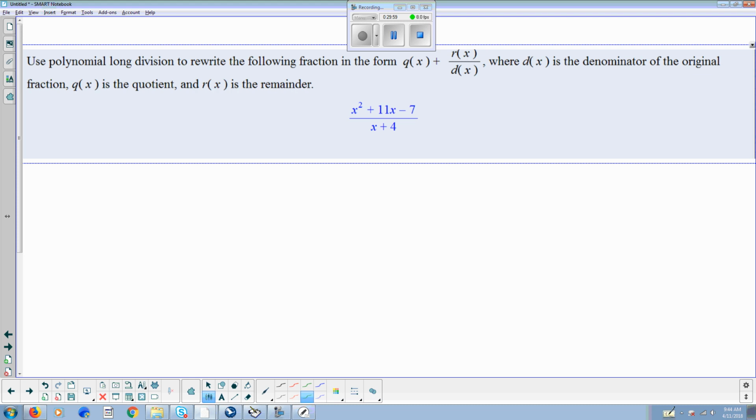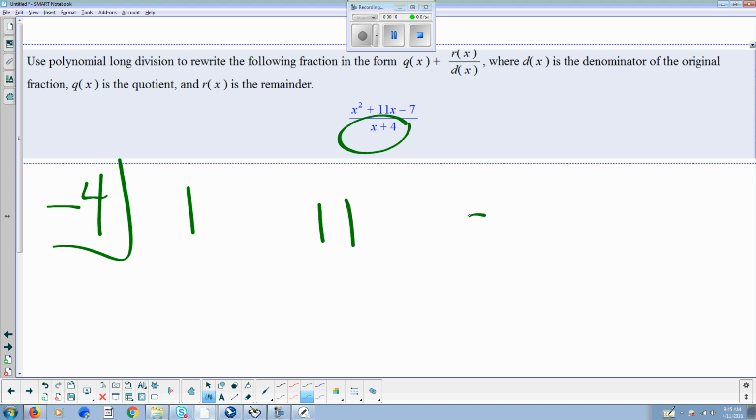Hey guys, we can use synthetic on this one. Okay. You want to use synthetic? Yes. What tells me I can use synthetic? It's x to the first power and it has no leading coefficient. You could use synthetic here. -4 is the multiplier. Write the coefficients. 1, 11, and -7.